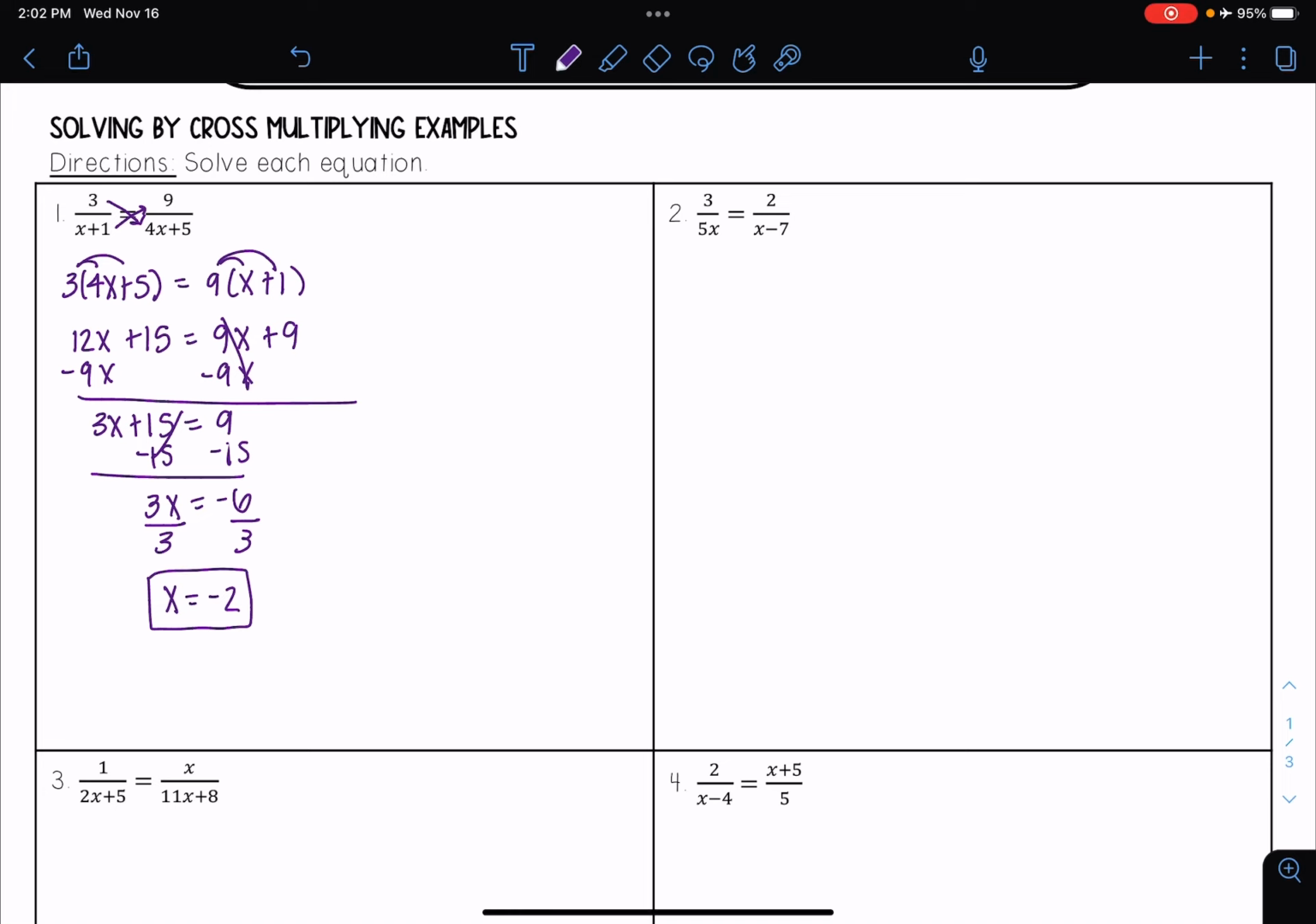And so I get the solution. If I plug it back into both of these denominators, negative 2 plus 1, that's not going to equal 0. 4 times negative 2 plus 5 also doesn't equal 0, so we're good. And this is my solution.